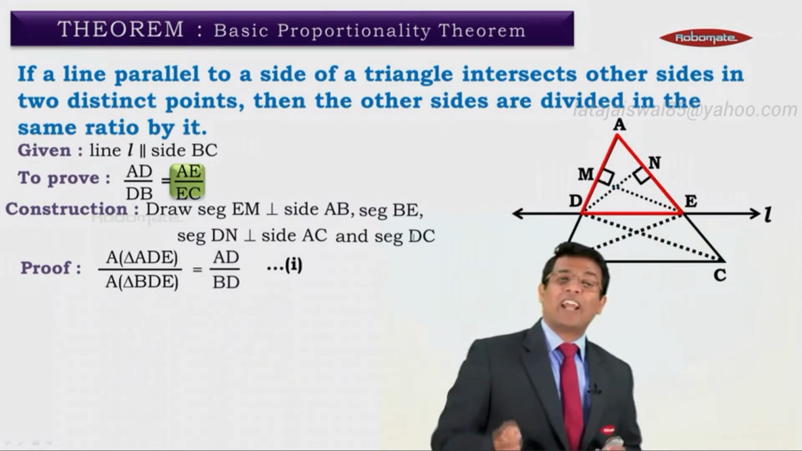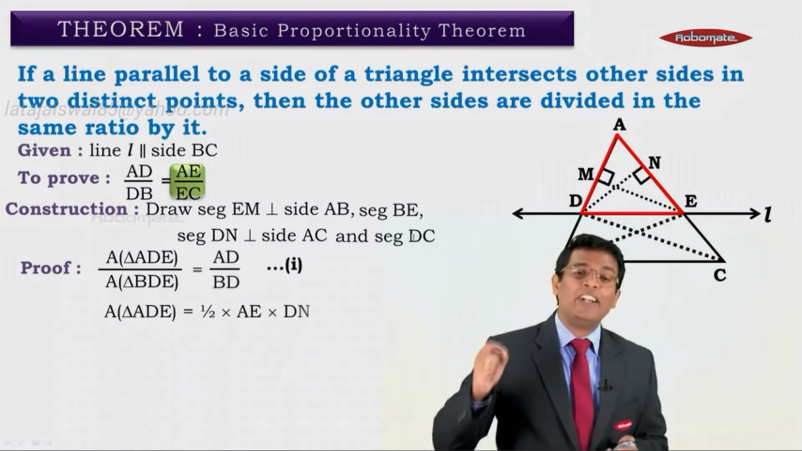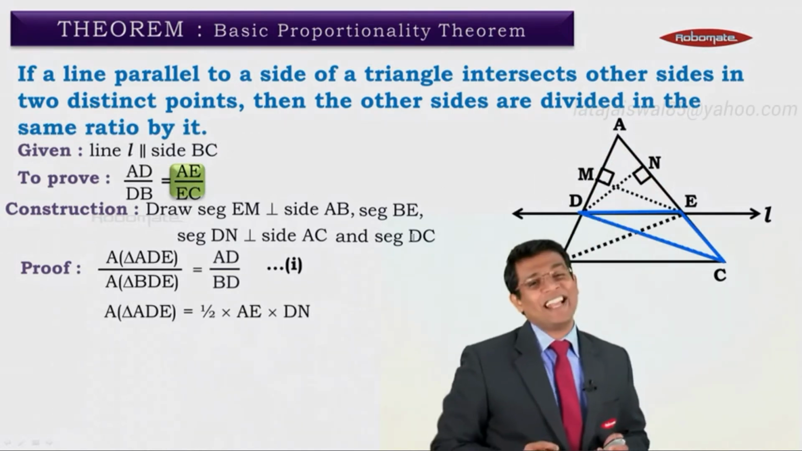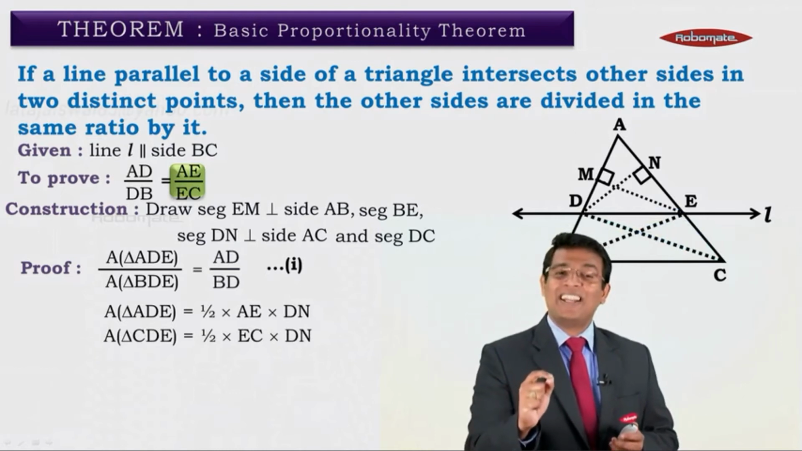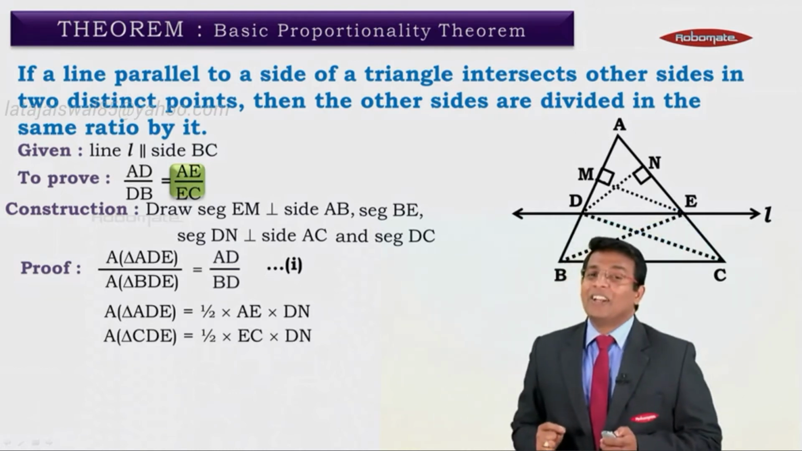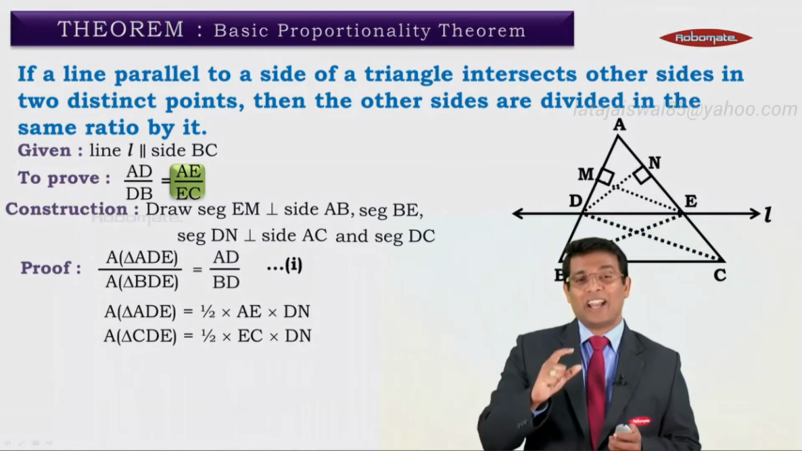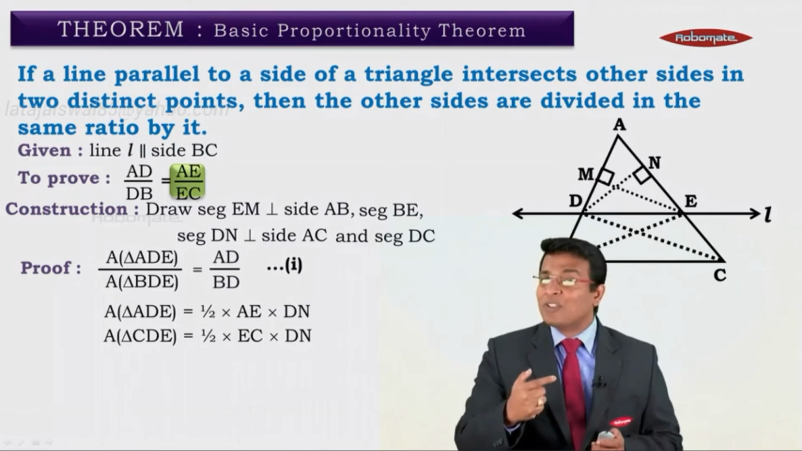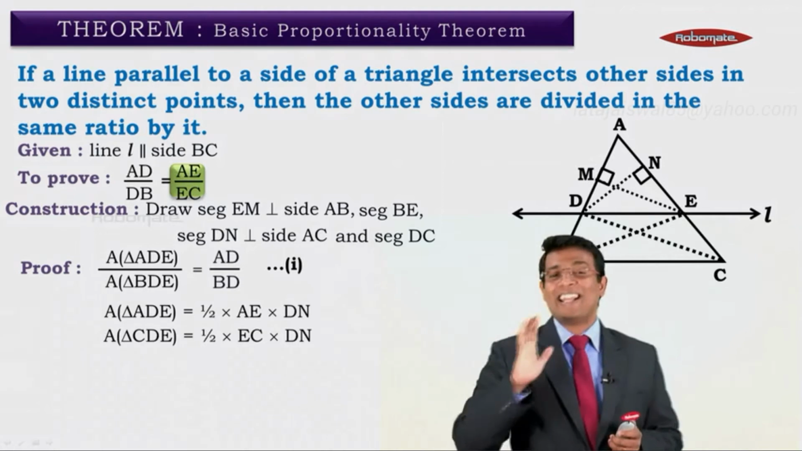So now we know the two triangles. One is triangle ADE. For that, what is the area? It is half into AE into DN. And for the next triangle, what is the area? It is nothing but half into EC into DN. Now, wasn't that easy? Till now we got half into base into height, that is half into AE into DN, and the next one which we got is nothing but half into EC into DN.